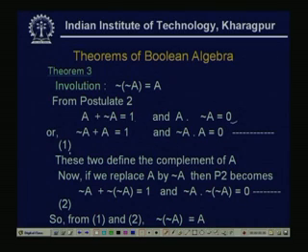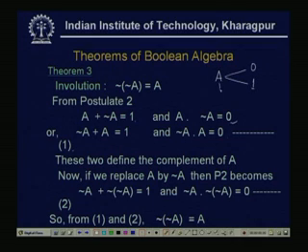I mark this as equation 1. Now, these two define the complement of A. Now, if we replace A by negation A, because A is a Boolean variable, A can take two values, either 0 or 1.